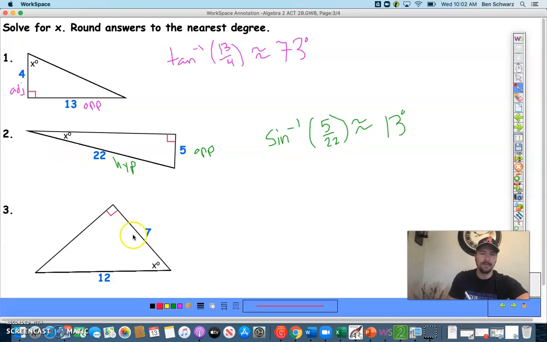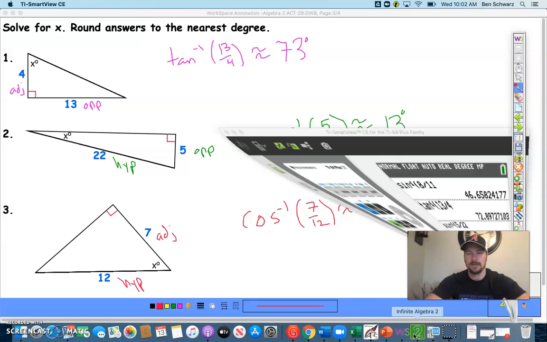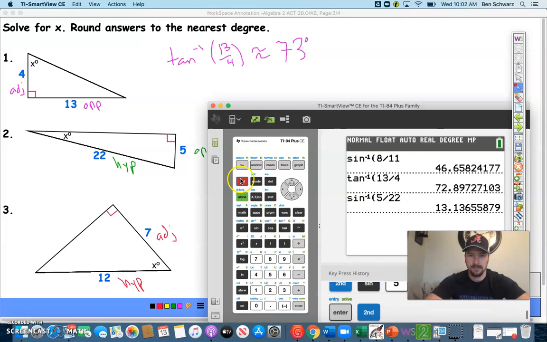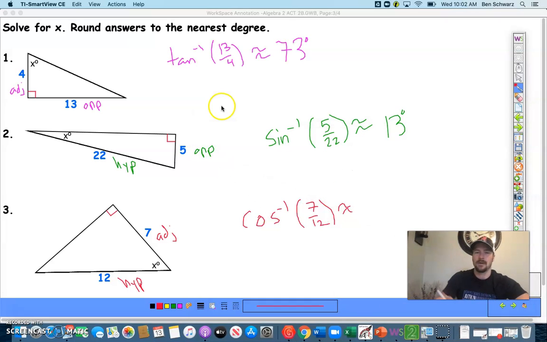Finally, okay, now we got an adjacent side to x here and hypotenuse. So you probably guessed we're going to use cosine now. So inverse cosine and adjacent over hypotenuse, so 7 over 12. So we're going to approximate that guy. Second cosine. And enter. So we get 54.3, so about 54 degrees.